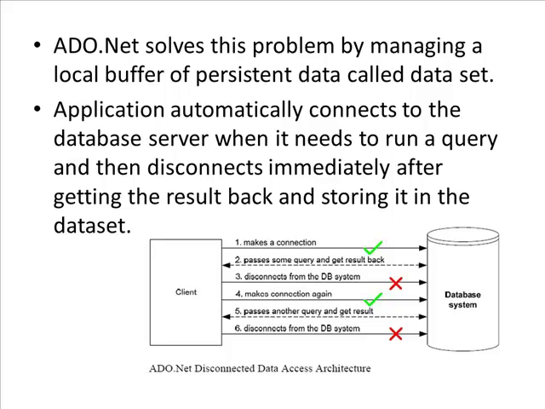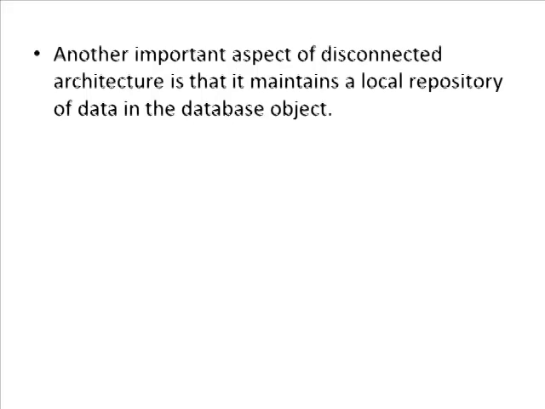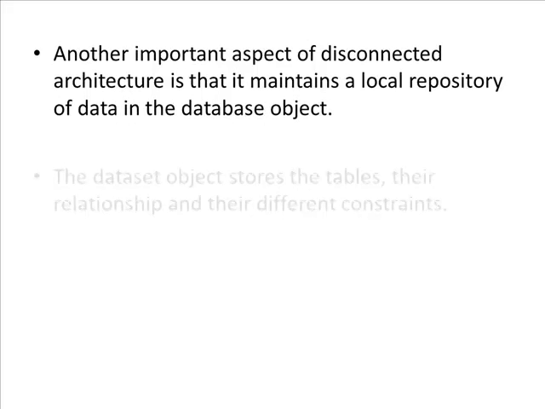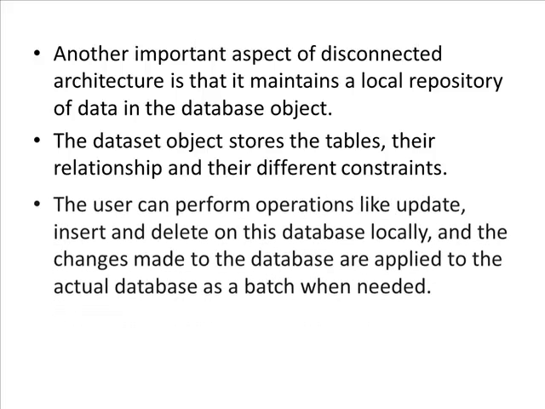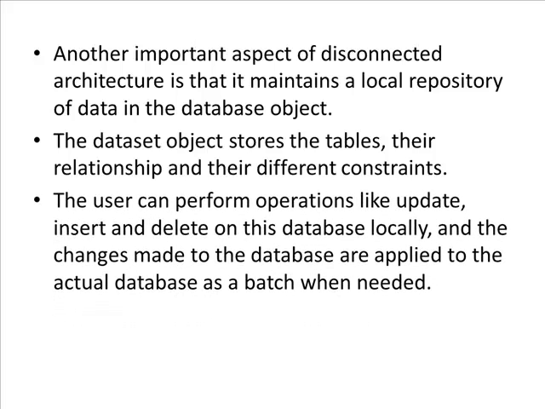Another important aspect of disconnected architecture is that it maintains a local repository of data in the dataset object. The dataset object stores the tables, their relationships, and their different constraints. The user can perform operations like update, insert, and delete on this data locally, and the changes made to the dataset are applied to the actual database as a batch when needed. This greatly reduces network traffic and results in better performance.